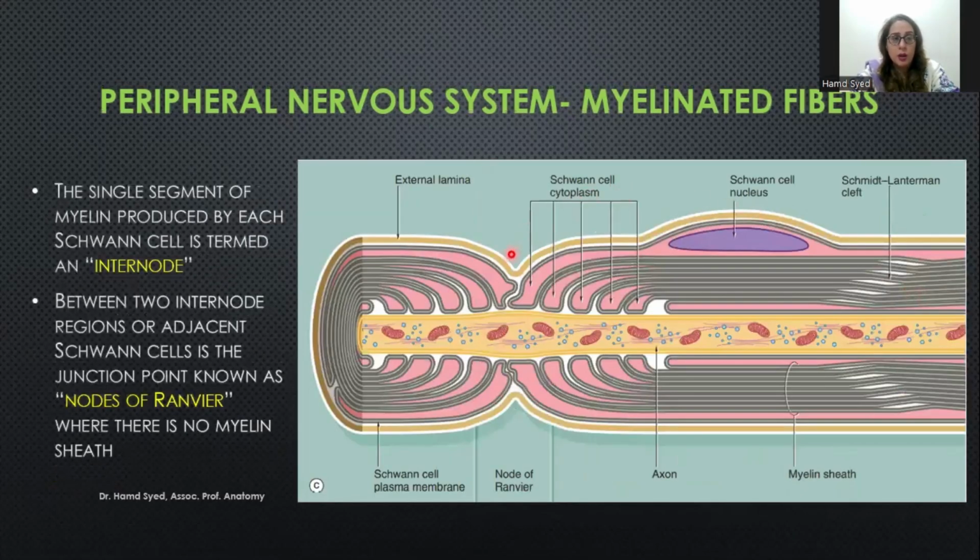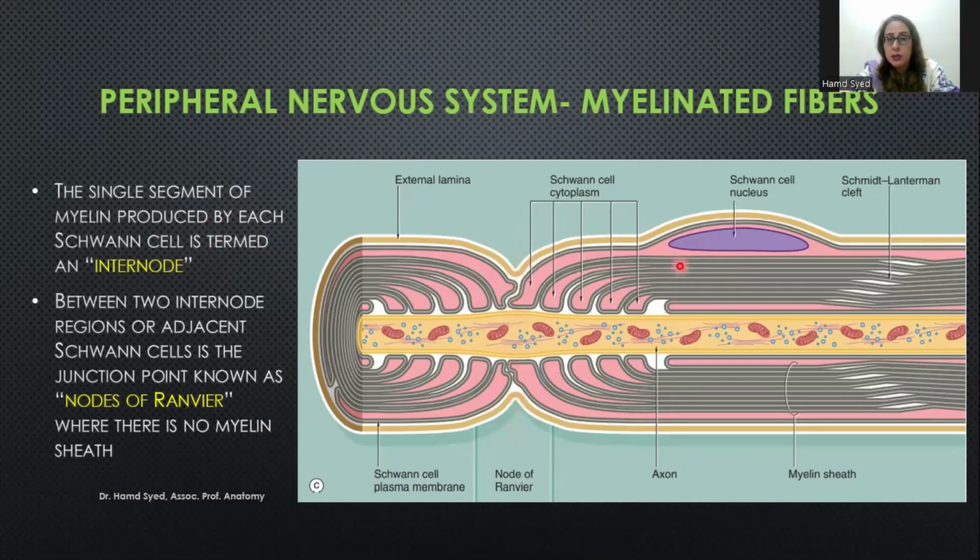And over here, you can see that these are the points which are known as the nodes of Ranvier. These are the points between two internode regions. And what is an internode? It's a single segment of myelin produced by each Schwann cell. And between it, you can see this is the node of Ranvier.